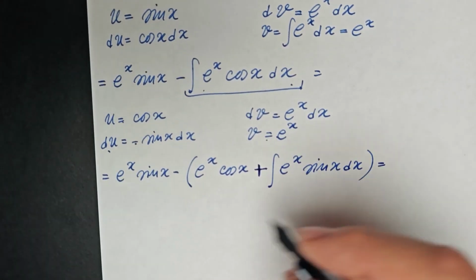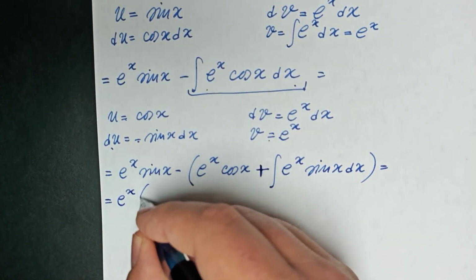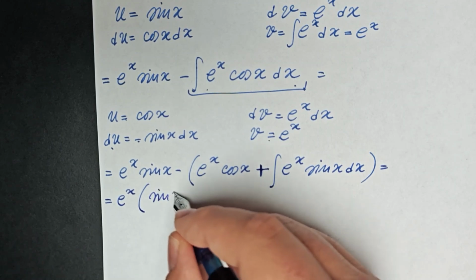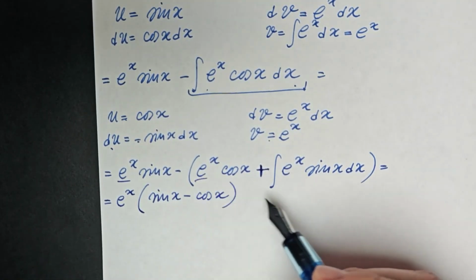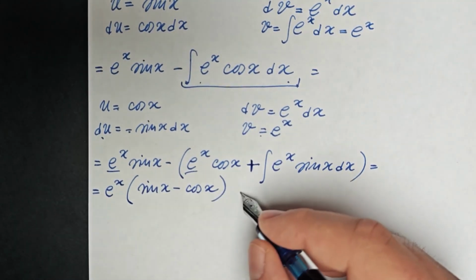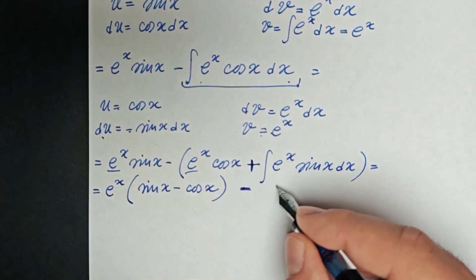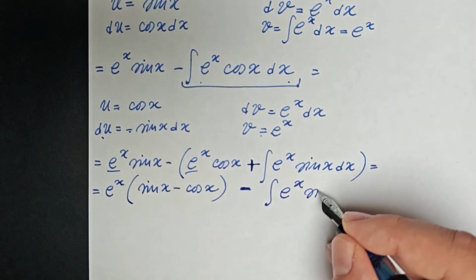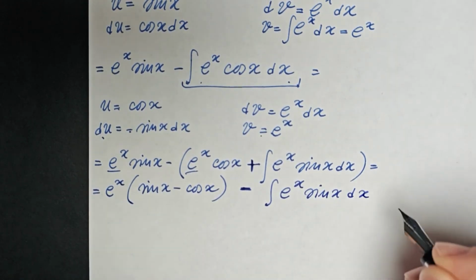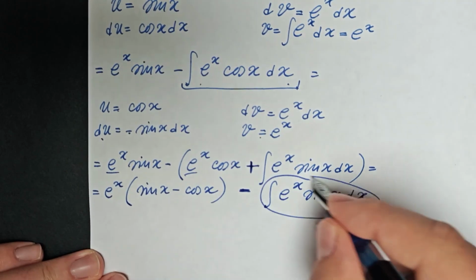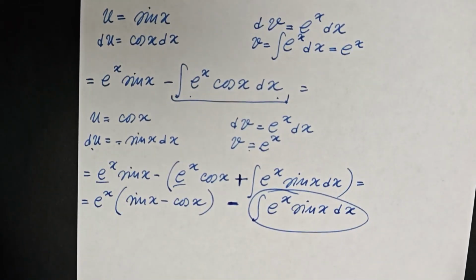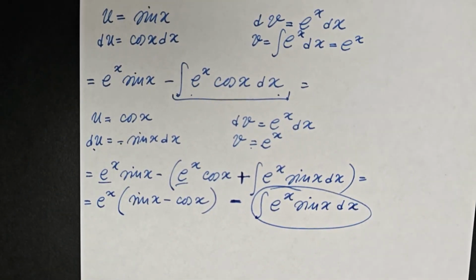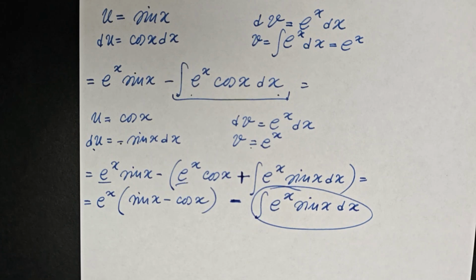So this is then equal to e to the power x, and we have sine of x minus cosine of x in the brackets, as this e to the power x is in common, and we have minus the integral of e to the power x sine of x dx. This is the same integral which we have started from. So the question is, what happens and how do we solve this? We have just returned to the start.